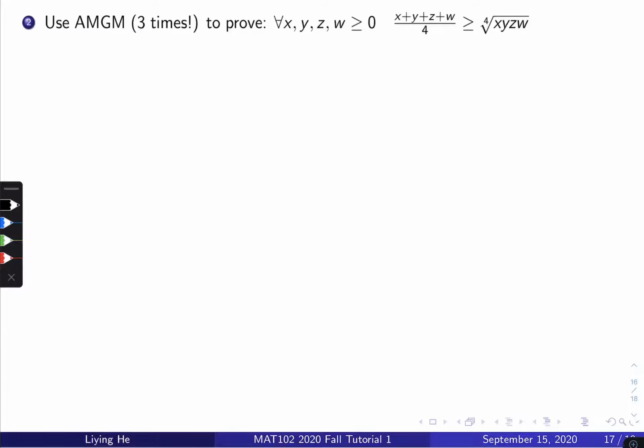Hello, it's me again. In this video, we'll talk about extra practice 2 from tutorial 1. So this is a question. You need to use AGM 3 times to prove for all x, y, z, w greater than 0, we have (x plus y plus z plus w) over 4 is greater than or equal to the fourth root of xyzw.